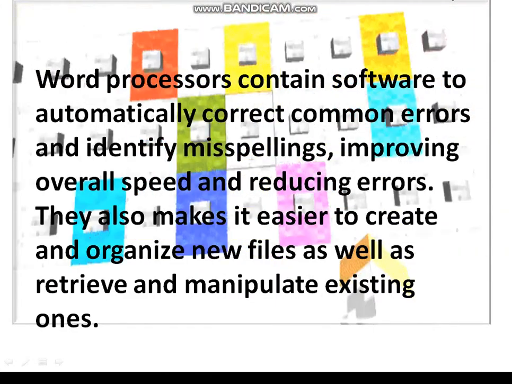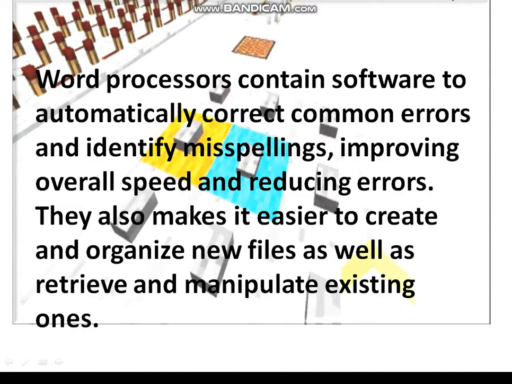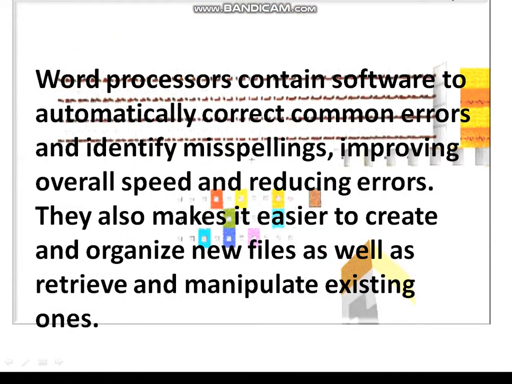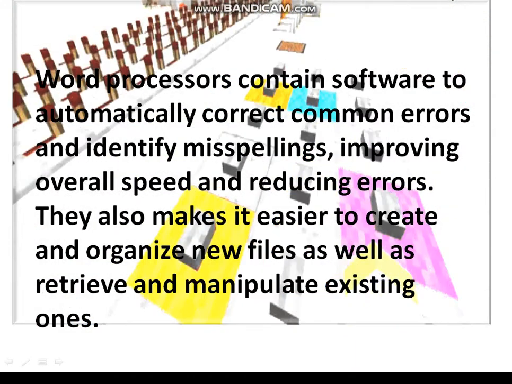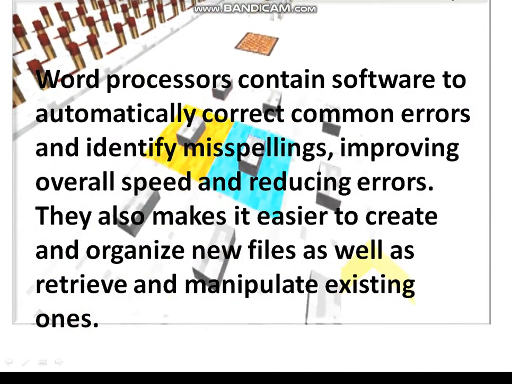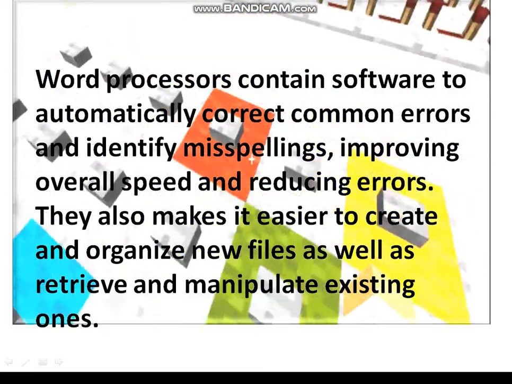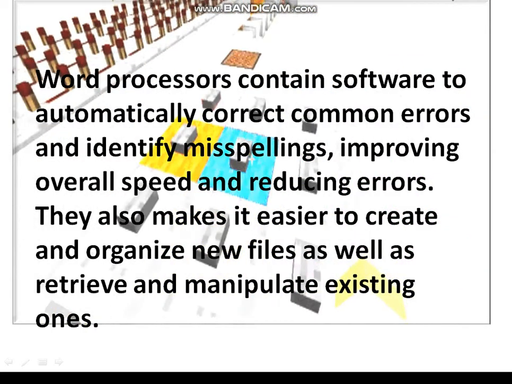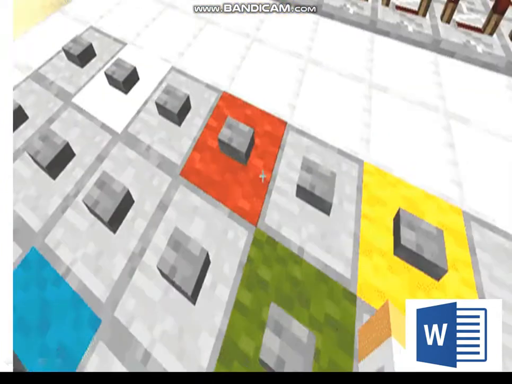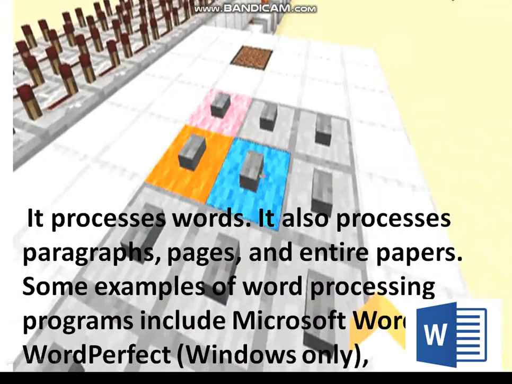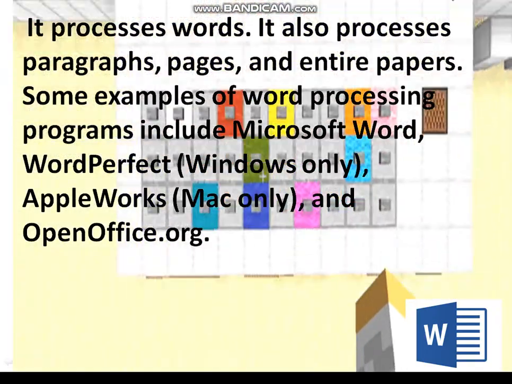Word processors contain software to automatically correct common errors and identify misspellings, improving overall speed and reducing errors. They also make it easier to create and organize new files as well as retrieve and manipulate existing ones. It processes words. It also processes paragraphs, pages and entire papers.